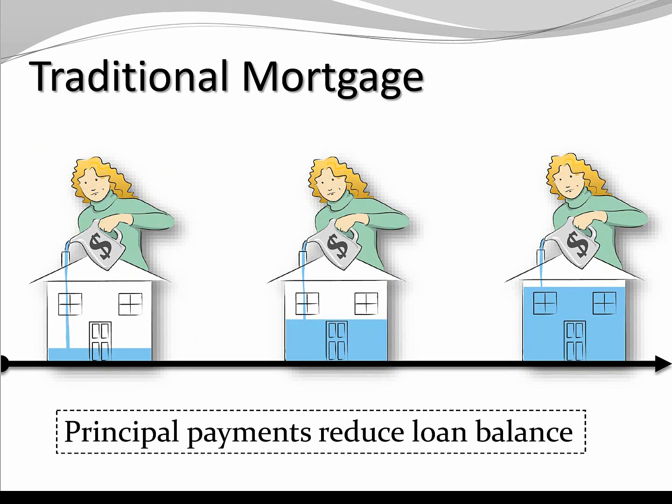So if we think about a traditional mortgage, what a borrower is doing is trying to pay off the outstanding balance over time and reduce the loan balance and increase their equity amount in the property. So what we can see is the blue water part is just the equity portion of the property, and the white part is the outstanding balance. So as time goes by, the borrower will have more equity in the house and reduce the outstanding balance.